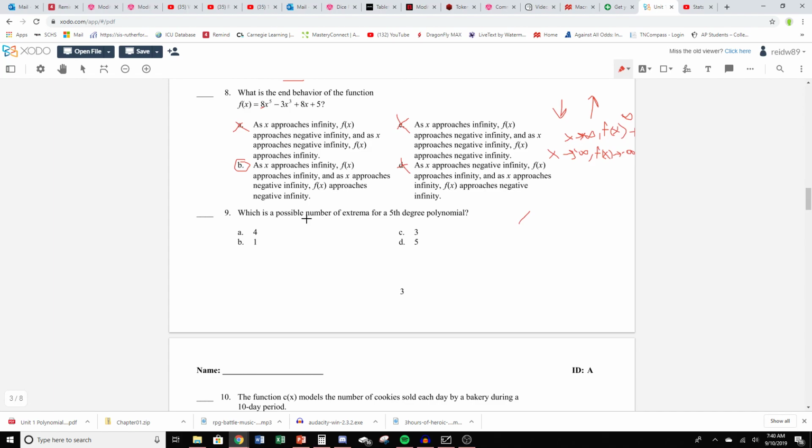Okay, which is the possible number of extrema for a fifth degree polynomial? Remember, extrema are the maxes and mins. And since it's fifth degree, that means there should be at most 4 maximums and minimums. So we're going to say 4 right there.